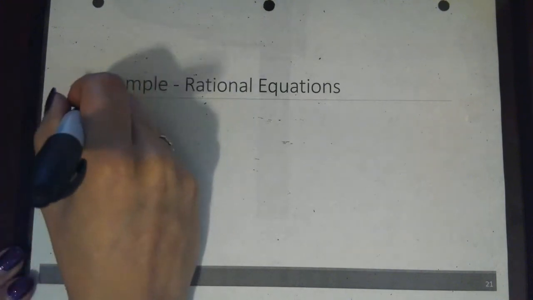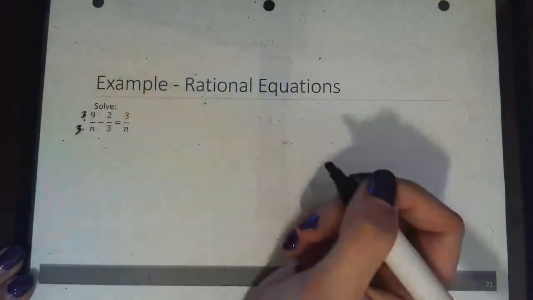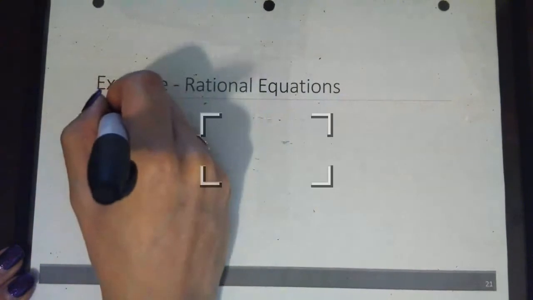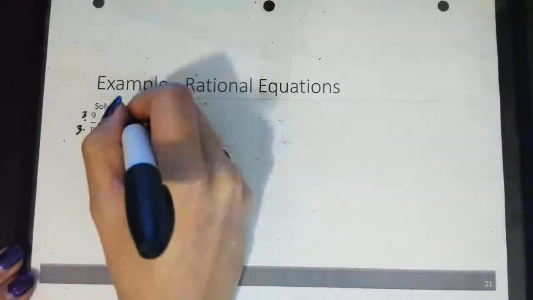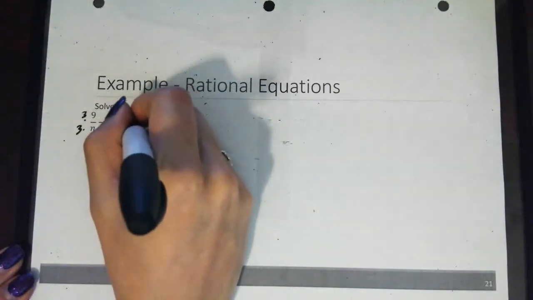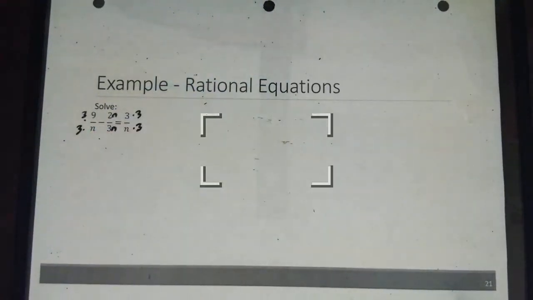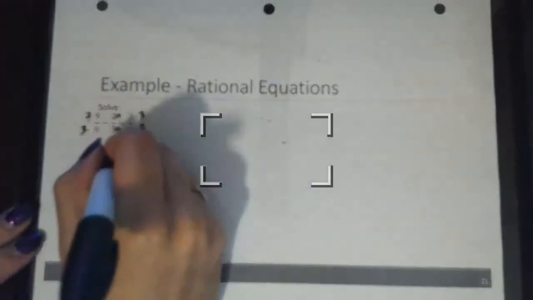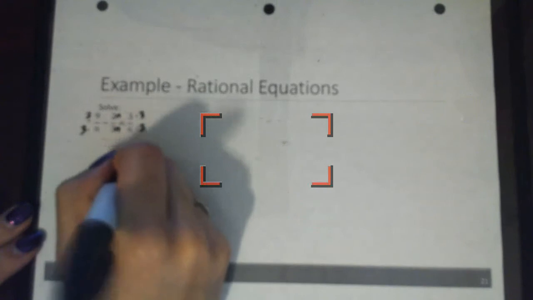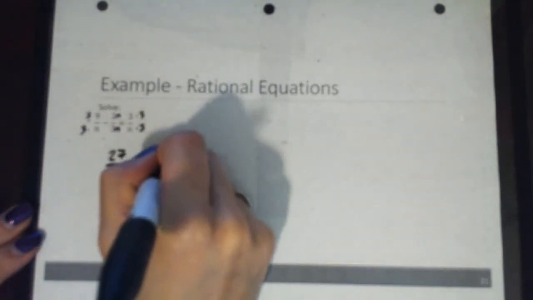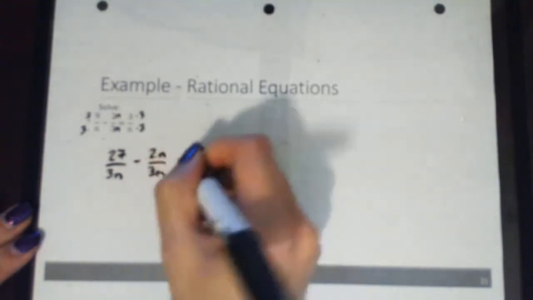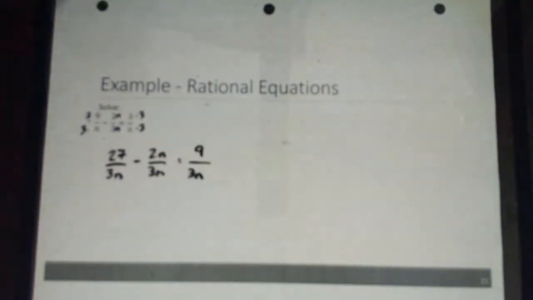In my first fraction, I'd have to multiply by 3 in the numerator and denominator. In my second fraction, I have to multiply by n in the numerator and denominator. In my last fraction, I have to multiply by 3 in the numerator and denominator. When I do that multiplication, I'm looking at 27 over 3n minus 2n over 3n is equal to 9 over 3n.